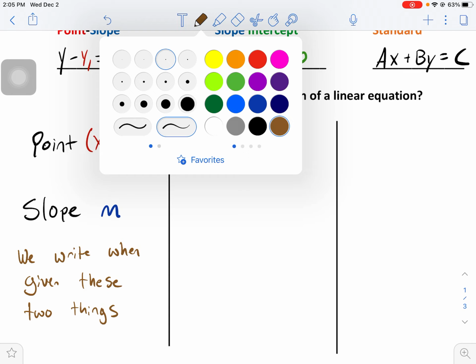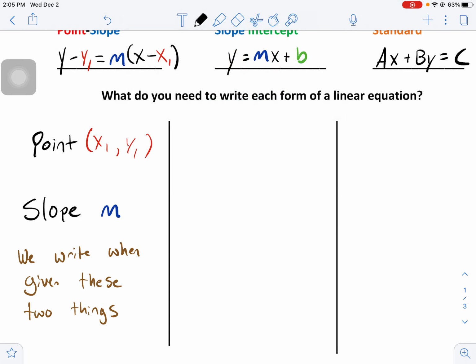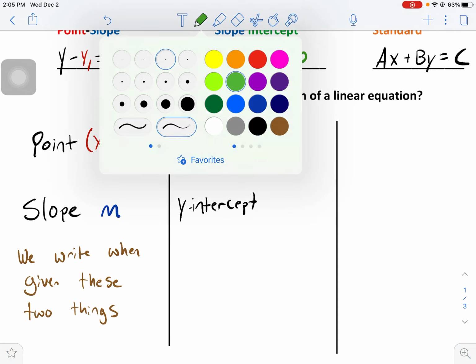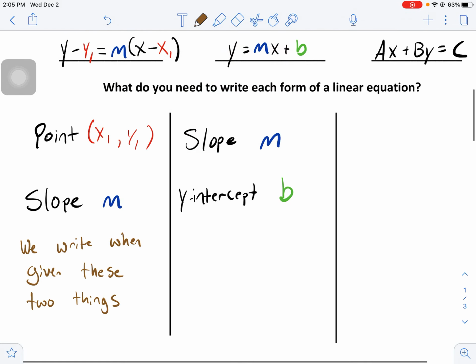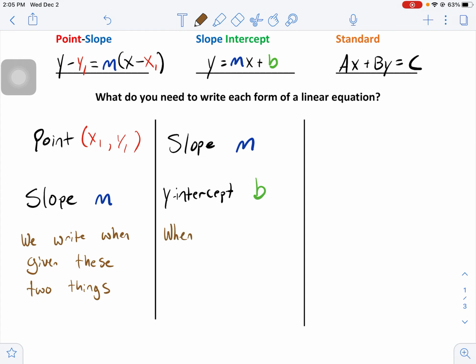On the other hand, for slope-intercept form, the two things we need are a slope, which again is still m, which is why I kept it the same color. And then you also need a y-intercept, which in the equation is the b value. So when converting to slope-intercept form, you solve for y.